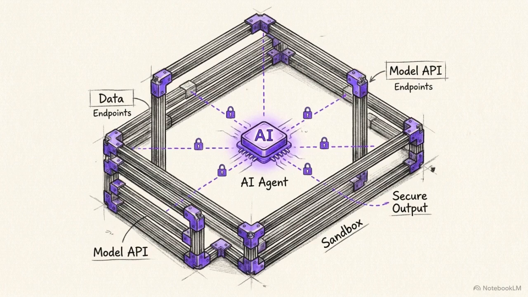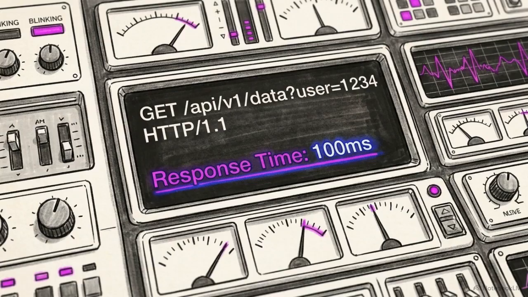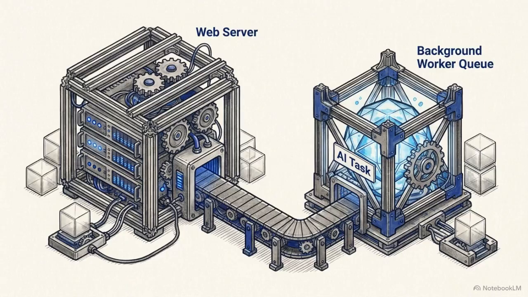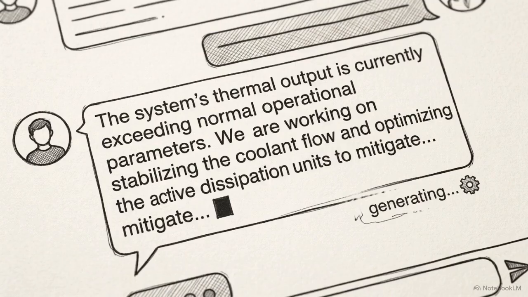A standard API call resolves in 100 milliseconds. An LLM response can take several seconds, introducing latency that quickly frustrates users. Engineers mitigate this by moving heavy operations into asynchronous background processing and streaming response tokens directly to the interface, keeping the perceived user experience fast.